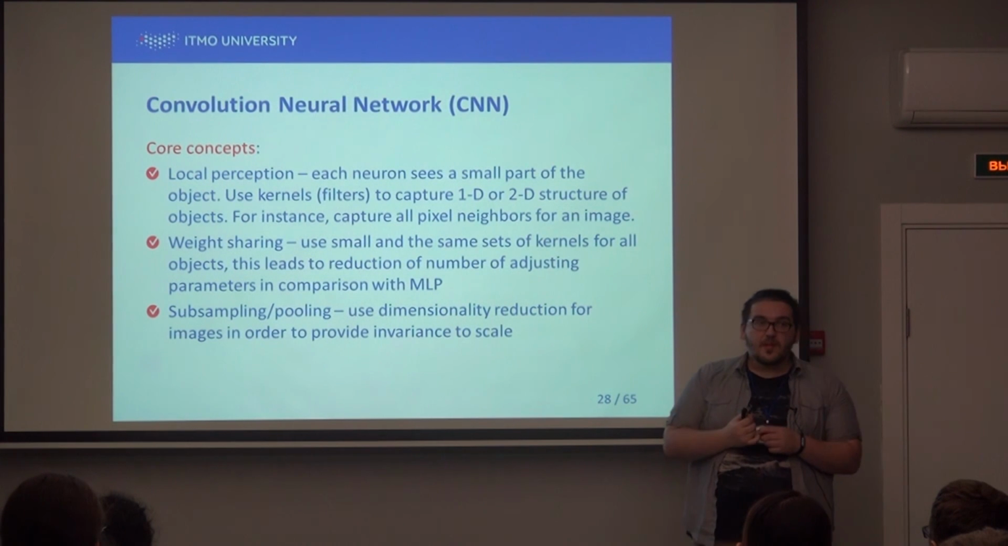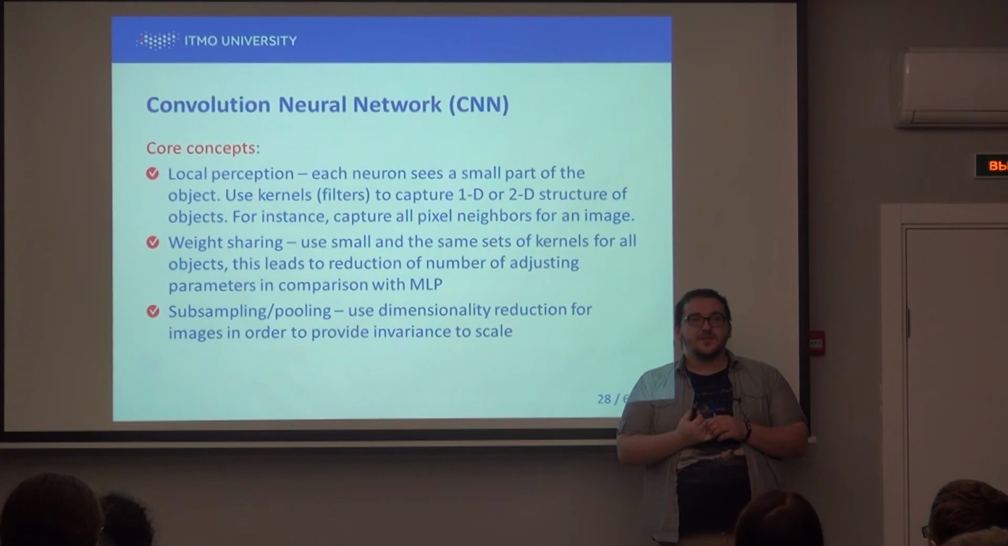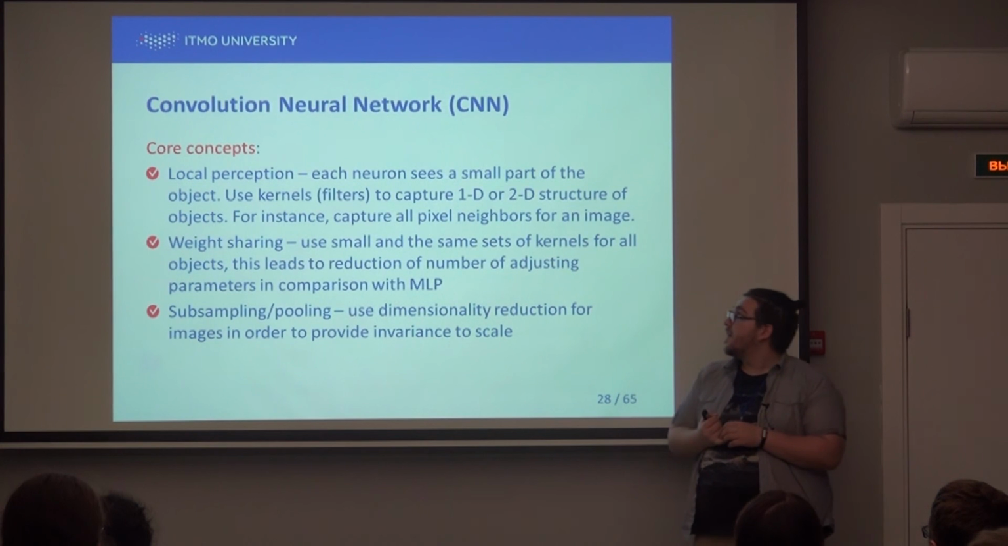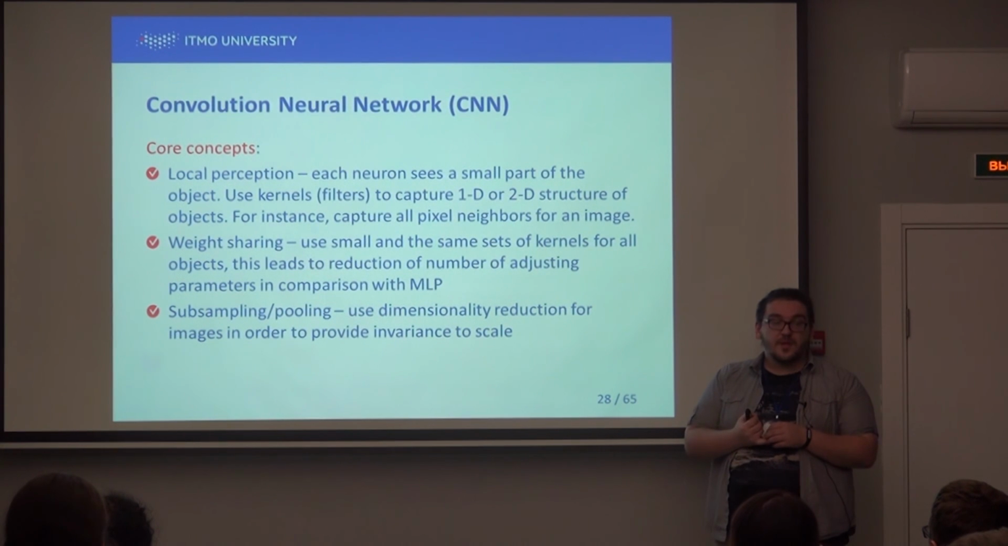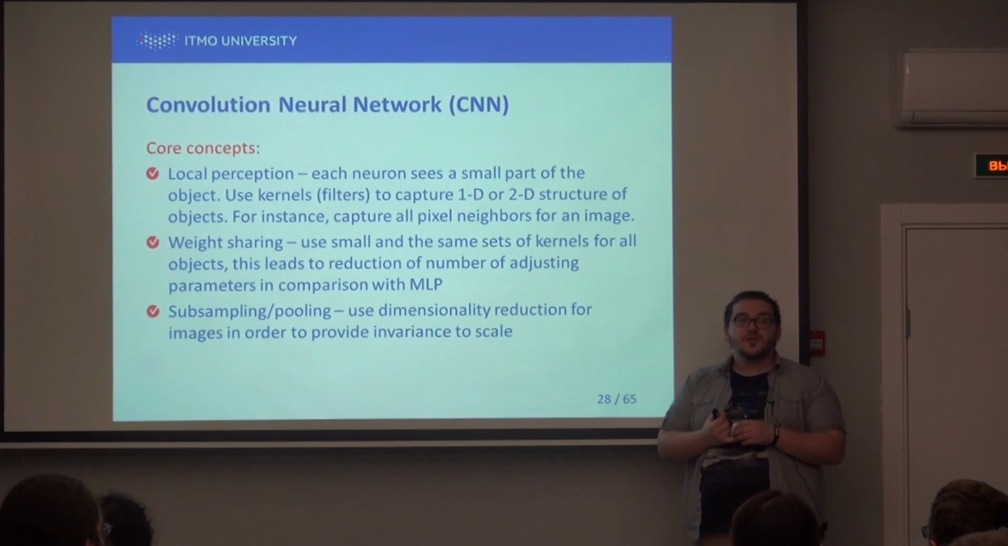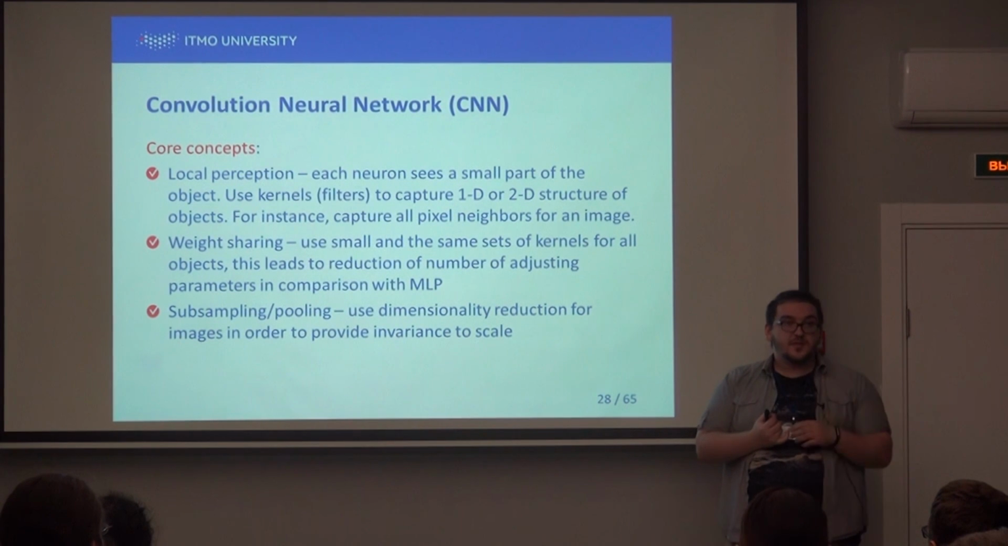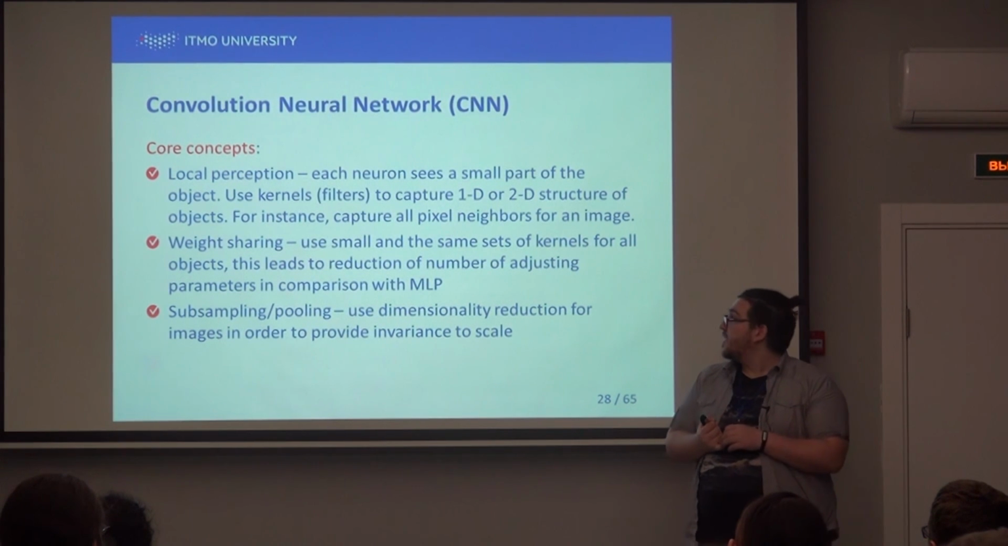So, okay, let's go to simpler models. They are convolutional neural networks. It's maybe the most popular architecture these days. So how does it work?